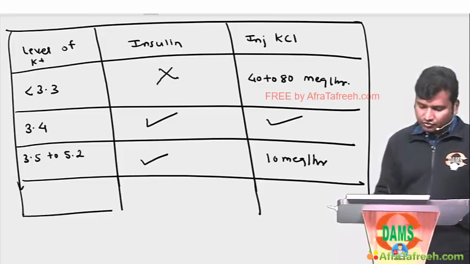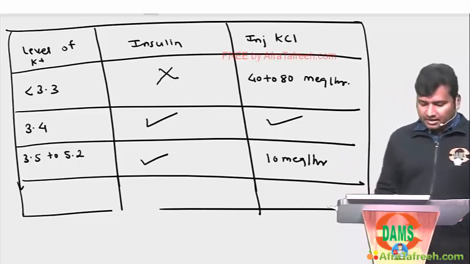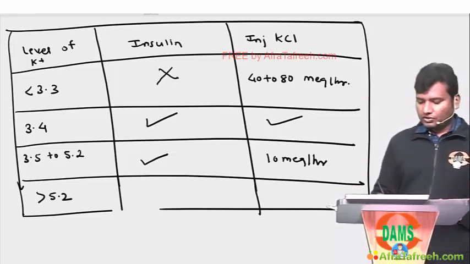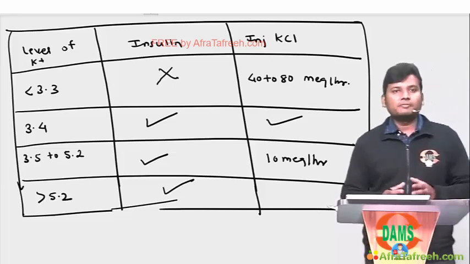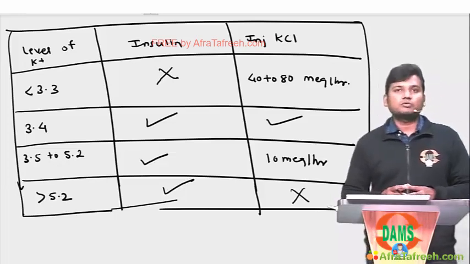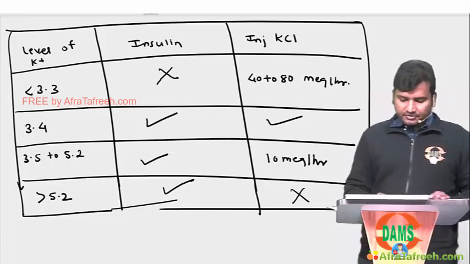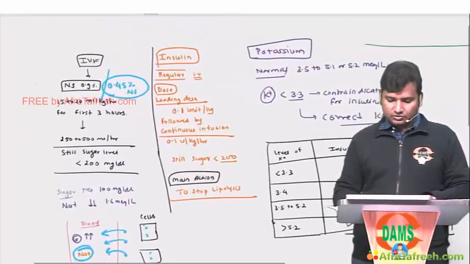Again after 4 hours, we will repeat potassium, and if the potassium level becomes more than 5.2, then definitely we have to continue insulin, as insulin is a treatment of hyperkalemia. But here we have to stop injection of potassium chloride. Okay, so this is the treatment protocol for diabetic ketoacidosis.